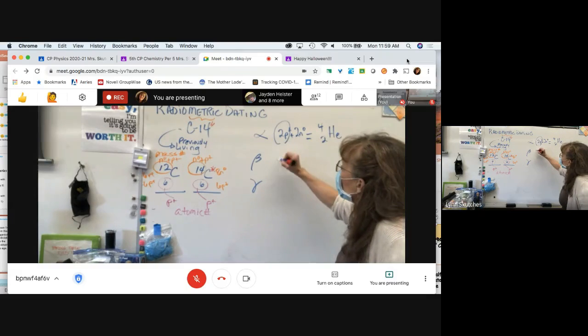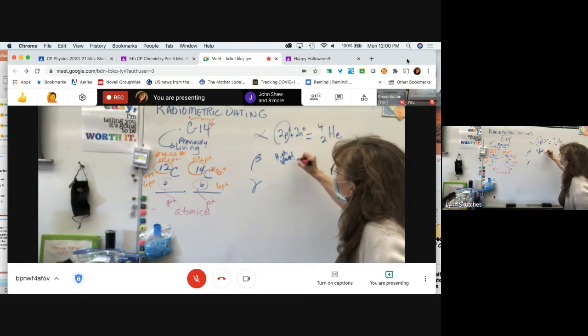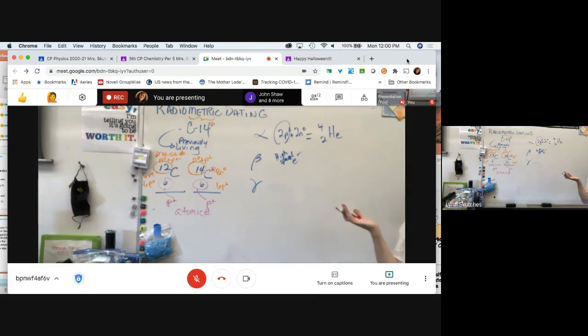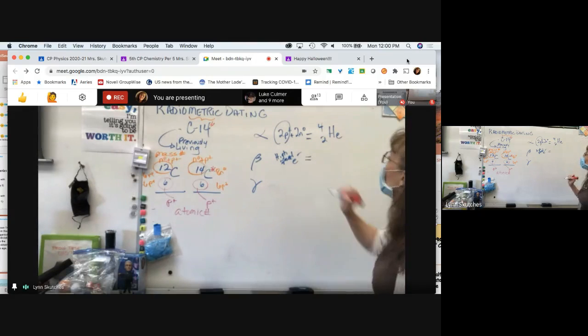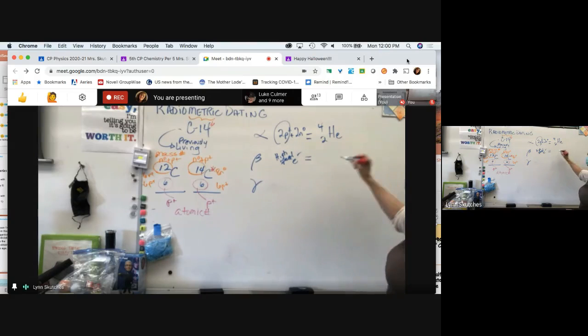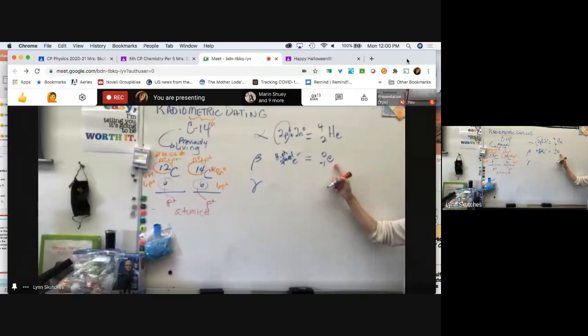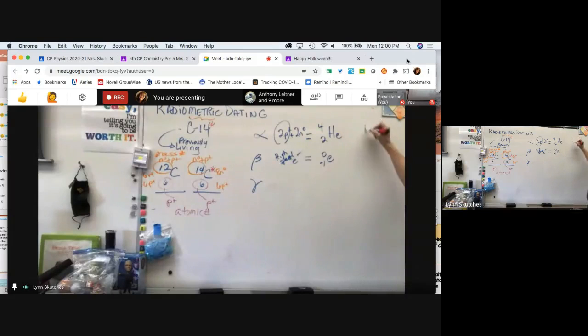Beta particles are fast electrons. Which again is really bizarre. How can you have an electron in the nucleus? You're not supposed to, but whatever. It's how it is. So again, some books use the beta symbol. I prefer that you use this, little e for little tiny electrons, negative, because the beta particle happens when a neutron turns into a proton.